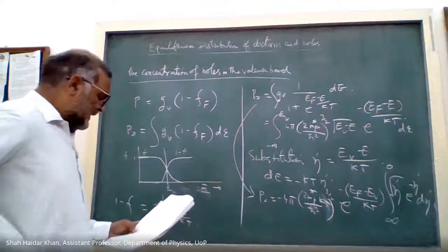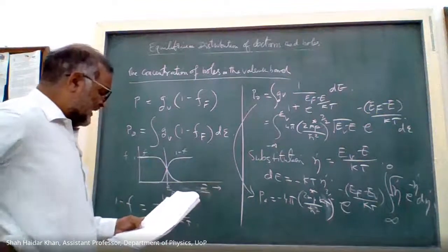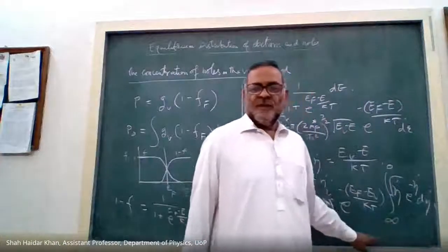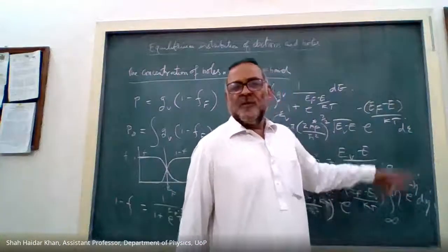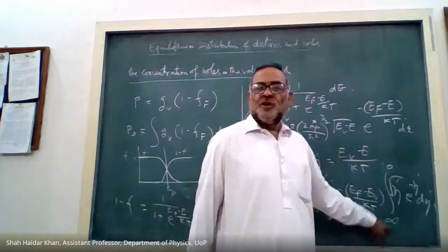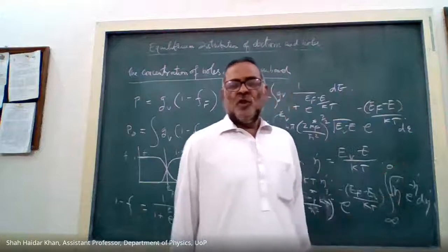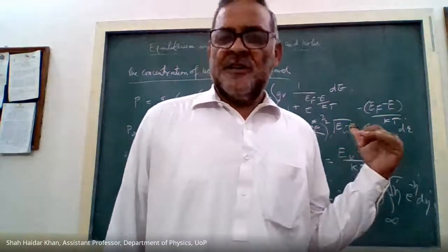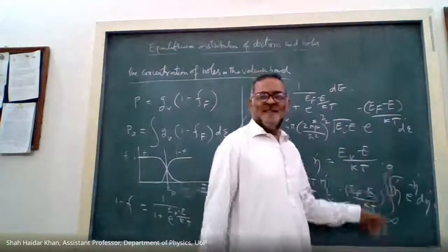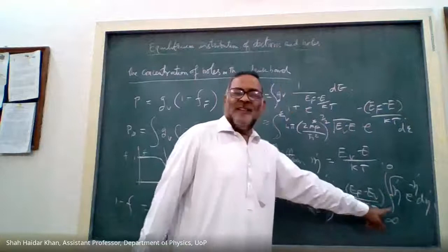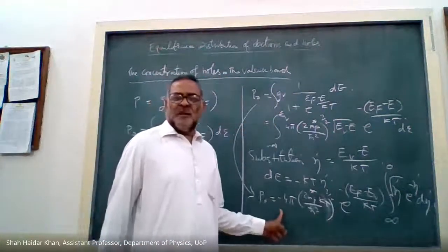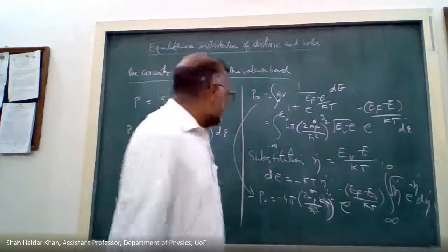Now we can do another step. We can invert the limits and make this from 0 to infinity, but then we should multiply with a negative sign, with -1. So that -1, when we change the limits, and this minus will multiply with each other, and that will become positive.